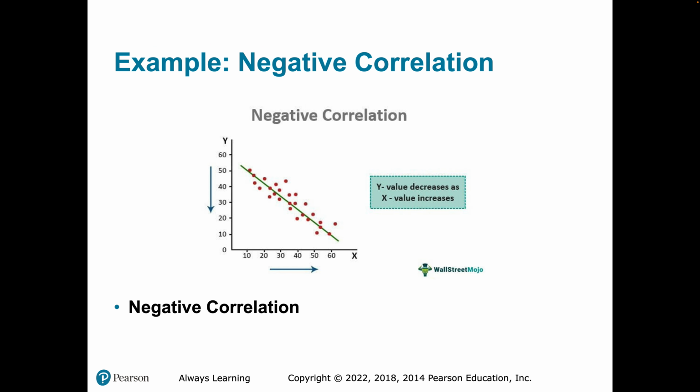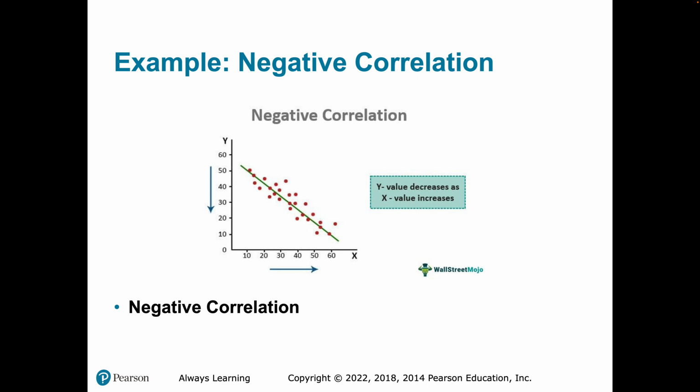Now, on the other hand, we could have something that is a negative correlation. A negative correlation tells us that as our X value increases, so look, this arrow right here means that our X's are getting bigger, and as our X's get bigger, we can see that there's a decrease in the Y values. So that's a characteristic of a negative correlation. Our X values increase and our Y values decrease.